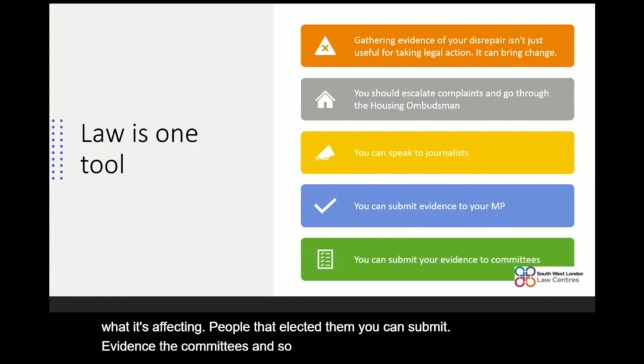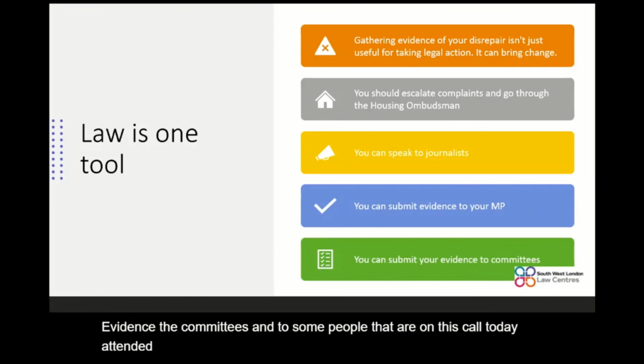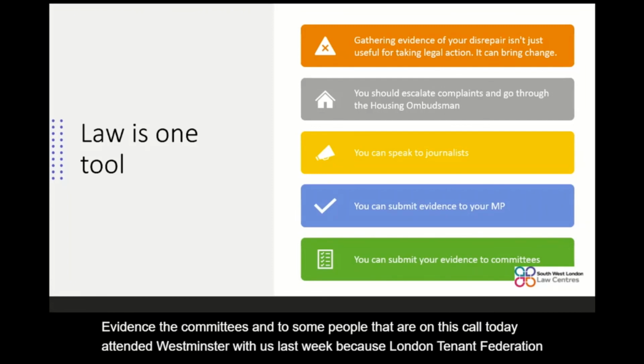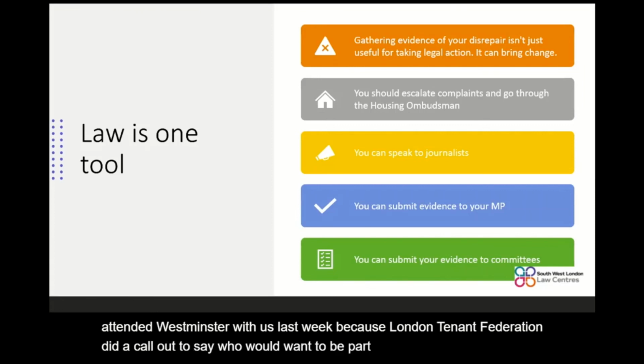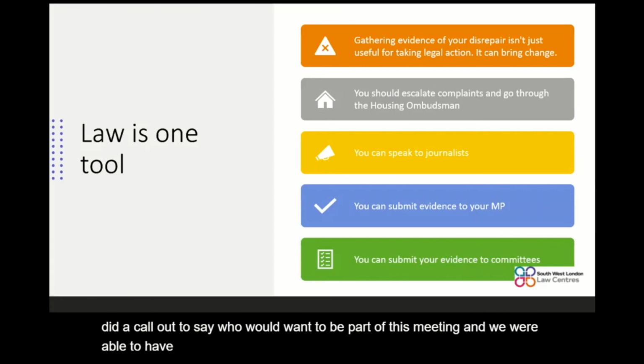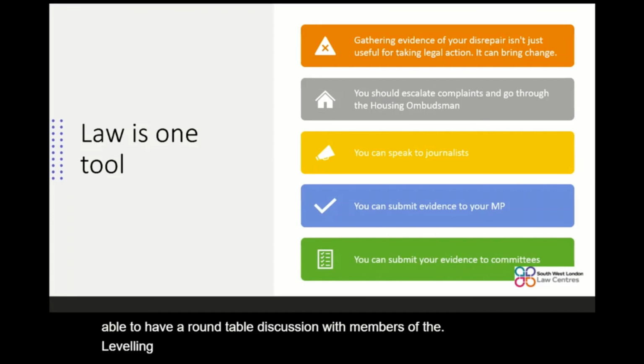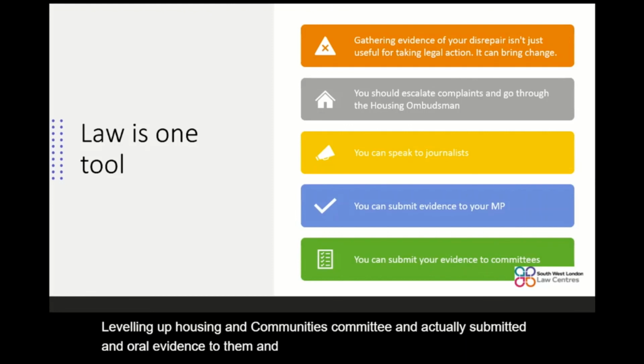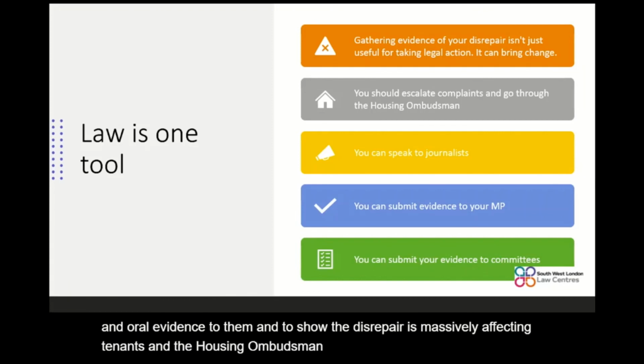So some people that are on this call today attended Westminster with us last week because London Tenants Federation did a call out to say who would want to be part of this meeting, and we were able to have a roundtable discussion with members of the Levelling Up, Housing and Communities Committee, and actually submitted oral evidence to them to show that disrepair is massively affecting tenants, and the Housing Ombudsman isn't at the moment being that effective.